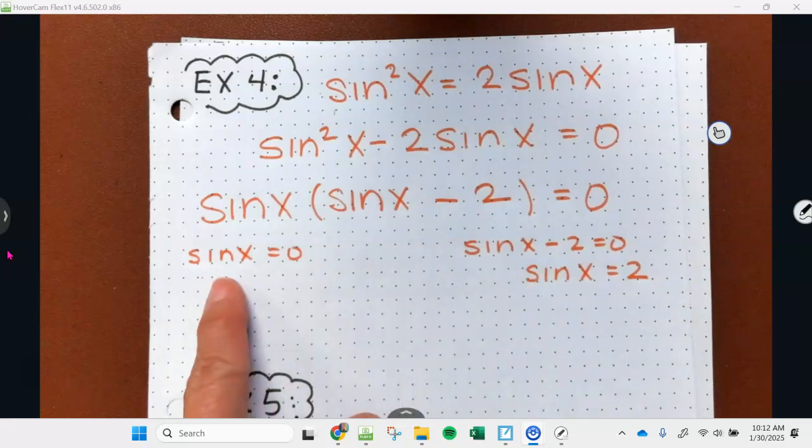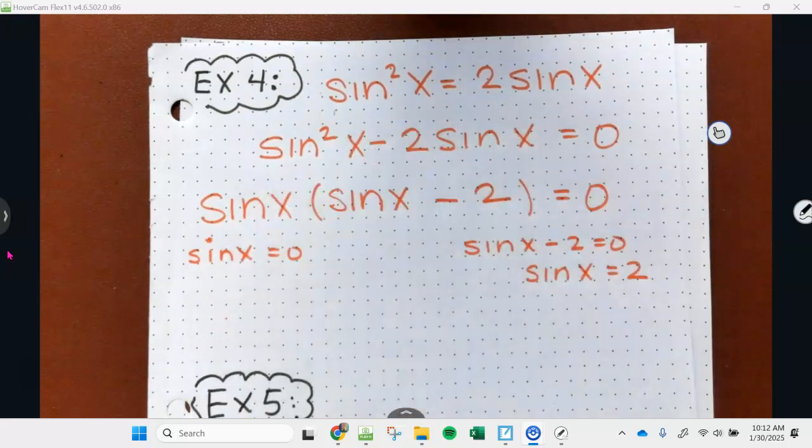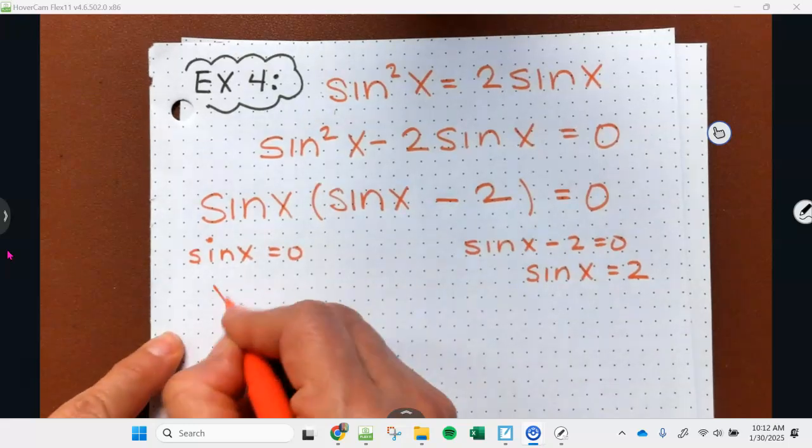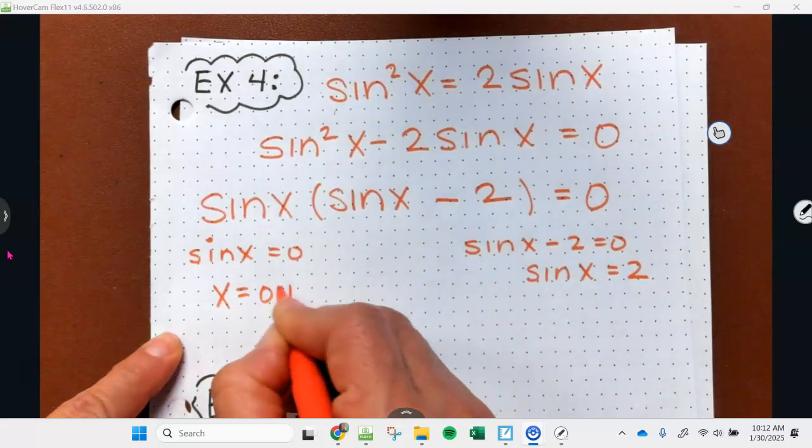Let's go back here. Yeah, where do you have a y coordinate of 0 on the unit circle? Where is the y coordinate 0? Pi, 2 pi, 0, yes, all three of those, 0, pi, and 2 pi. But remember, we're not including 2 pi. So the answer here is going to be 0 and pi.